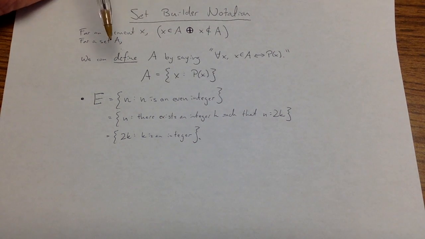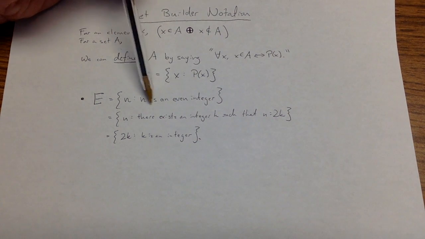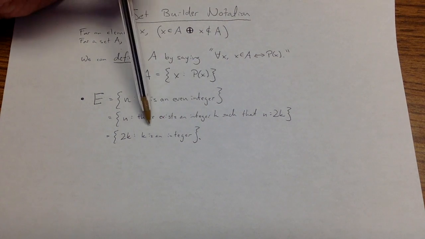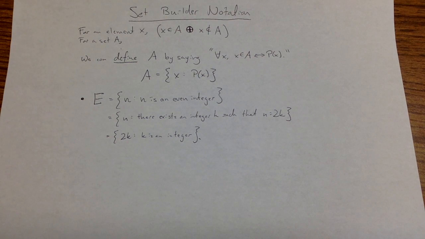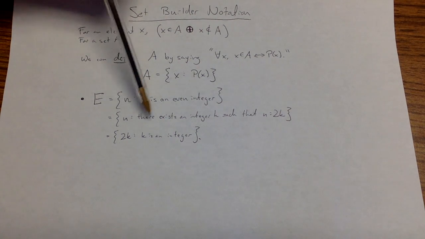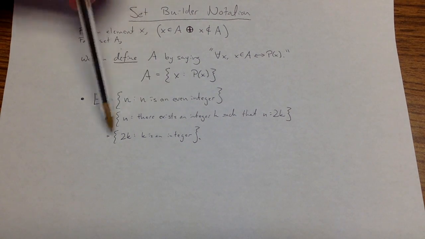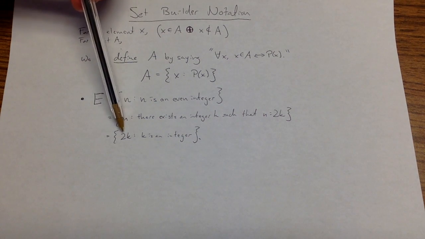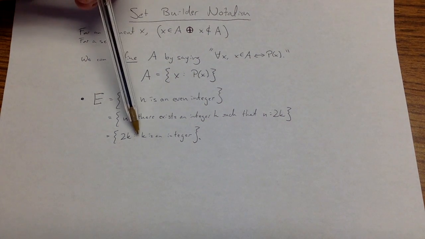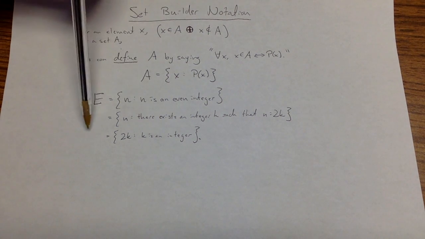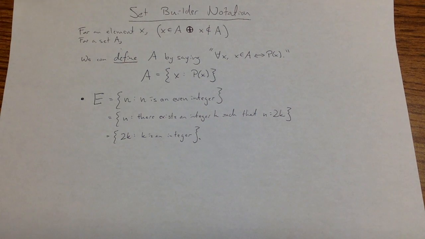An odd integer would not fit in here because n being an odd integer would not satisfy this proposition or this proposition. However, look at this third way of describing the set. My proposition is just saying k is an integer. But on the left-hand side, my element that I put into E is 2 times k. So even though my propositional function in terms of k is true, k is not actually the element. I'm saying 2k is the element.